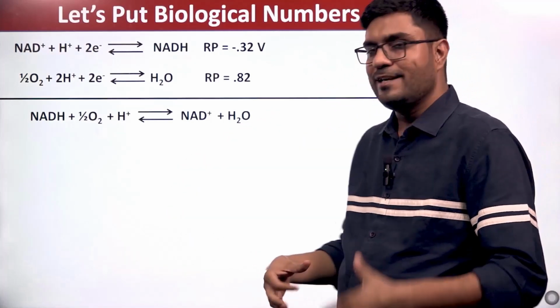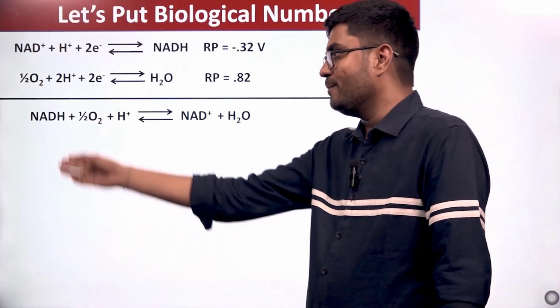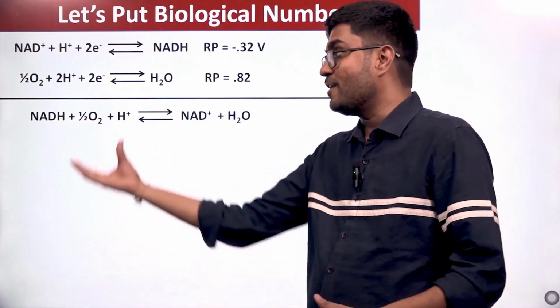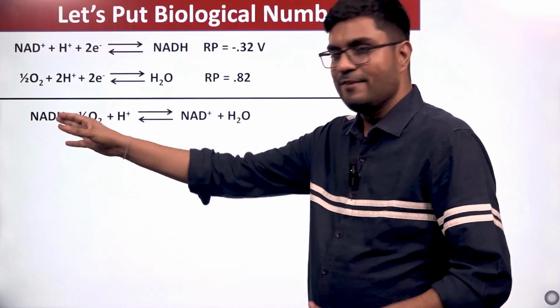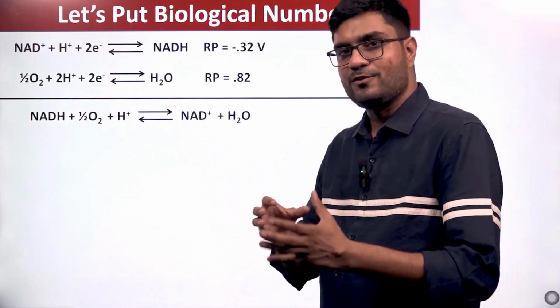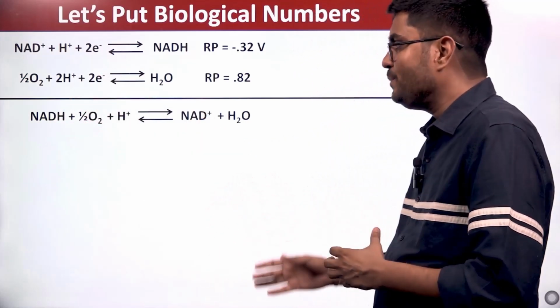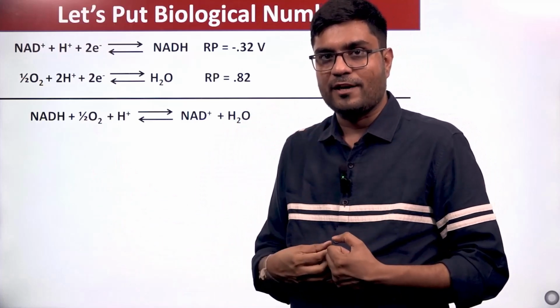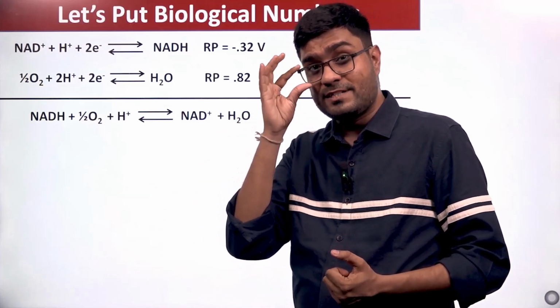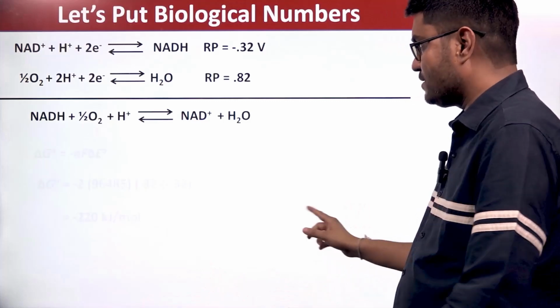In mitochondria, the electron transport chain starts from NADH and ends at H2O. The NADH is giving the electrons. Electrons are passing through different transporters and then finally reaching oxygen, which is the final acceptor of electrons. How much energy is released? Can we calculate? The answer is yes.